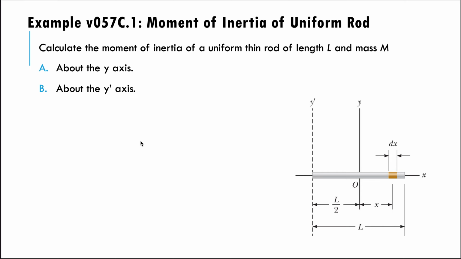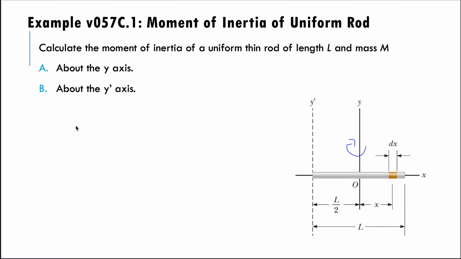Let's look at the first example from video 57C on calculating moments of inertia of extended rigid objects. In this example, we're finding the moment of inertia of a uniform rod. It has a length L and a mass M. You can see it lies along the x-axis and it's centered about the y-axis. So for part A, we're letting the y-axis be the axis of rotation, so it's rotating about this axis, and we want to find the moment of inertia.